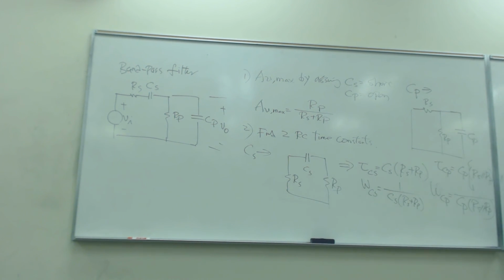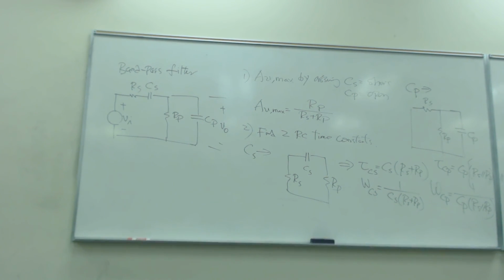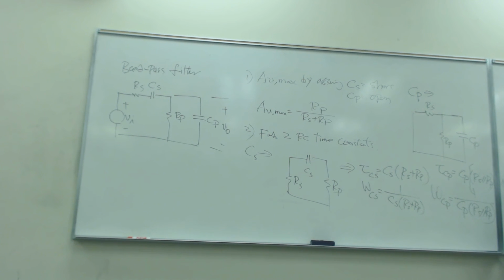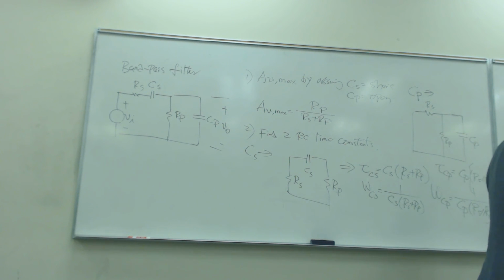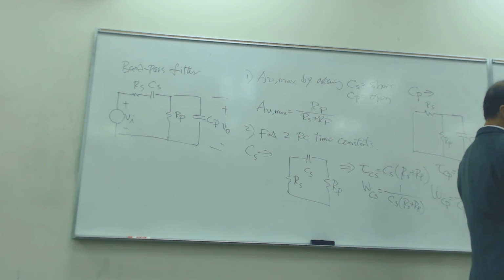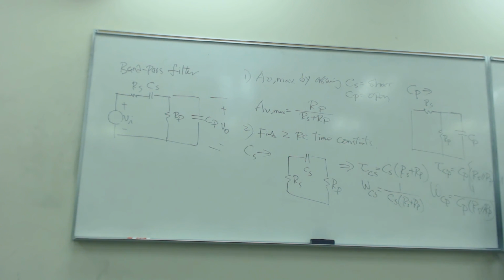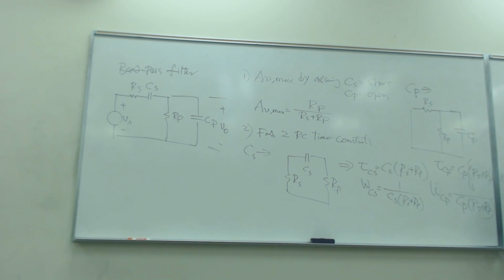By the way, the unit for this is radian per second. You can change it to frequency in hertz if you like, right? You know, omega is equal to 2 pi f. Sometimes the problem will actually ask to plot the Bode plot versus frequency in hertz. Okay, then you have to do the conversion.